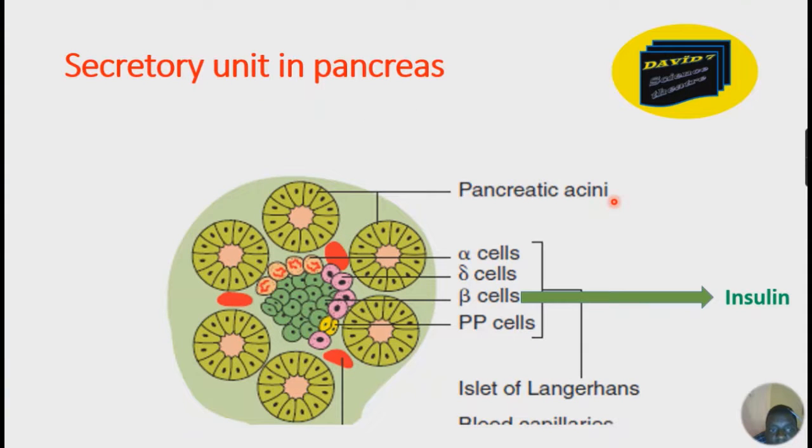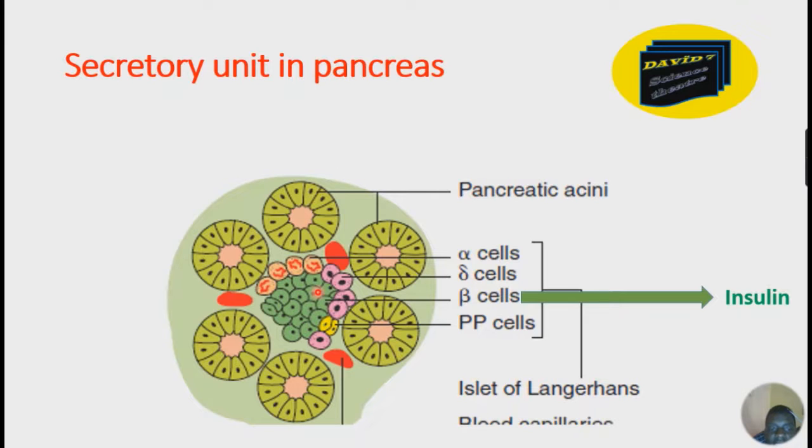Today, as we said, we are going to talk about insulin. So we are starting with the secretory unit in the pancreas. The secretory unit has the acini and also has the islet of Langerhans, with four types of cells at the center. You also have blood capillaries.